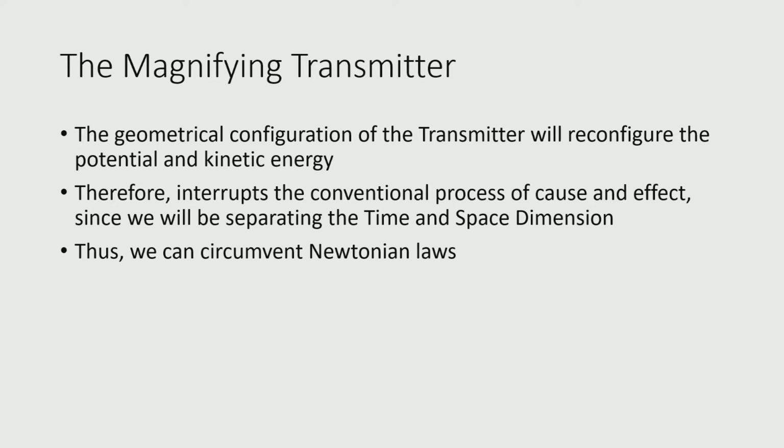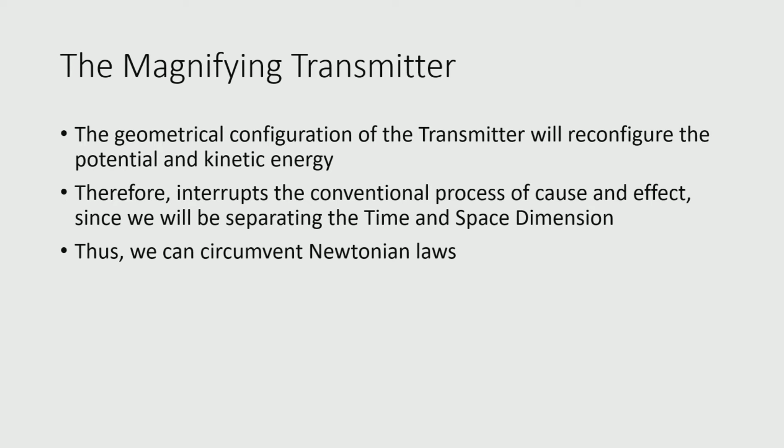So here's how we do it. The way we create a longitudinal wave is it's all through the geometry of the transmitter. The way things are wired, the way that the coils are set up, every specific thing is done for a reason because it reconfigures the potential and kinetic energy. So if you know potential and kinetic energy, it's saying that the gravitational potential equals the work that's being done. And because we're interrupting this process, it's a cause and effect process, akin to the time and space dimension. So you're separating those two dimensions, okay?